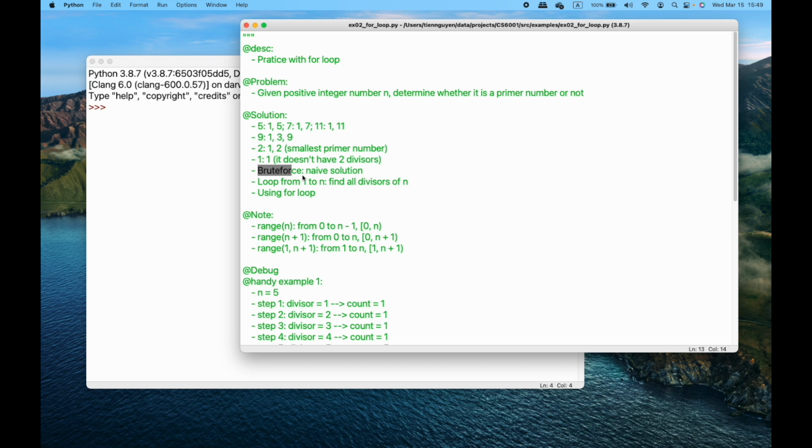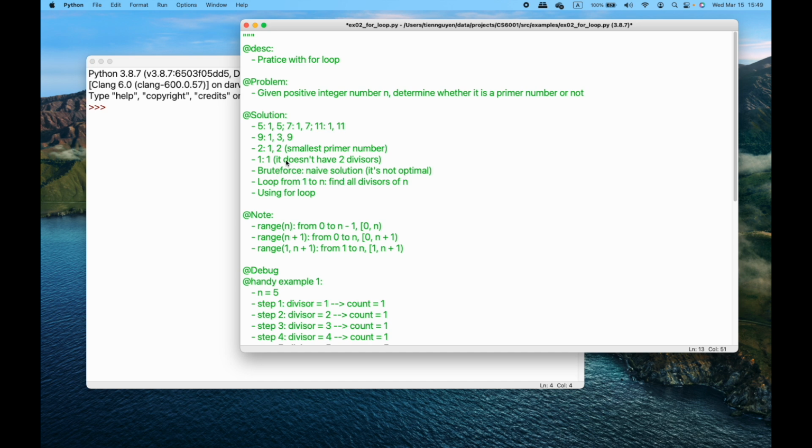Brute force means the simplest naive solution, but keep in mind it's not an optimal one. But usually, in the normal case, we can easily figure out the brute force solution, and based on the brute force solution, we can try to find an optimal one. Okay, so how can we do that?